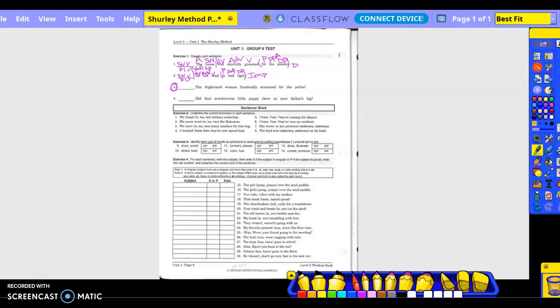Okay. Then, like I said, you'll do number 3 for homework. Number 4, did that mischievous little puppy chew on your father's leg? Who chewed on your father's leg? Subject, noun. What is being said about the puppy? Did chew. Chew is the verb. Did is the helping verb.